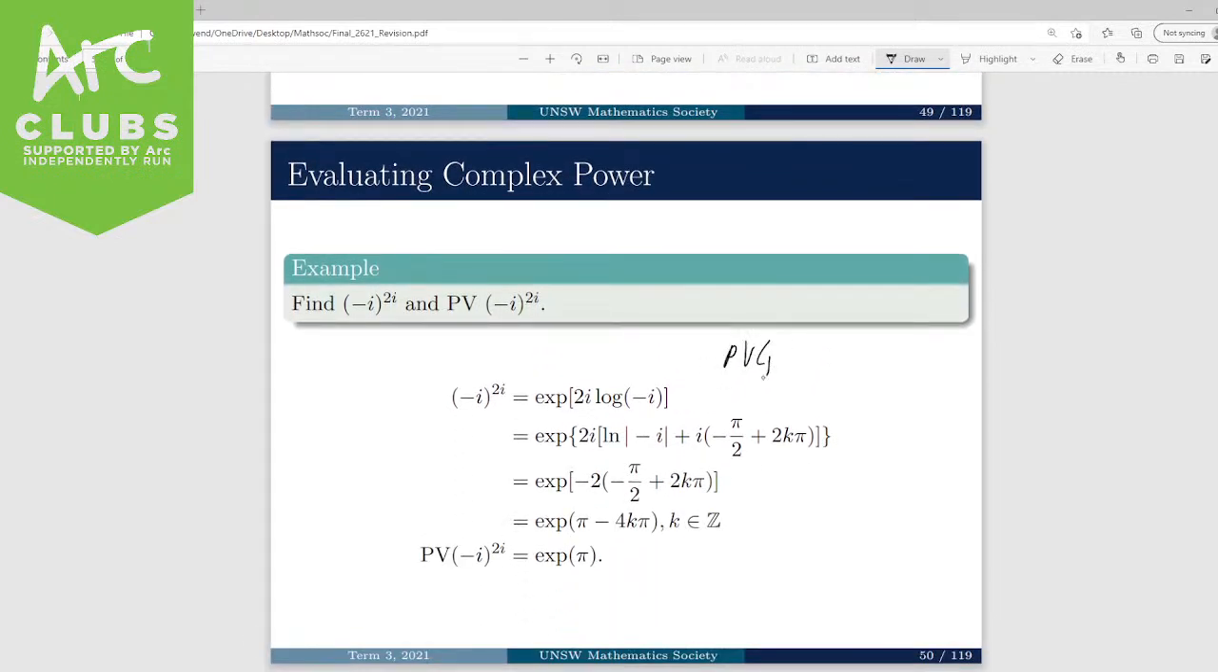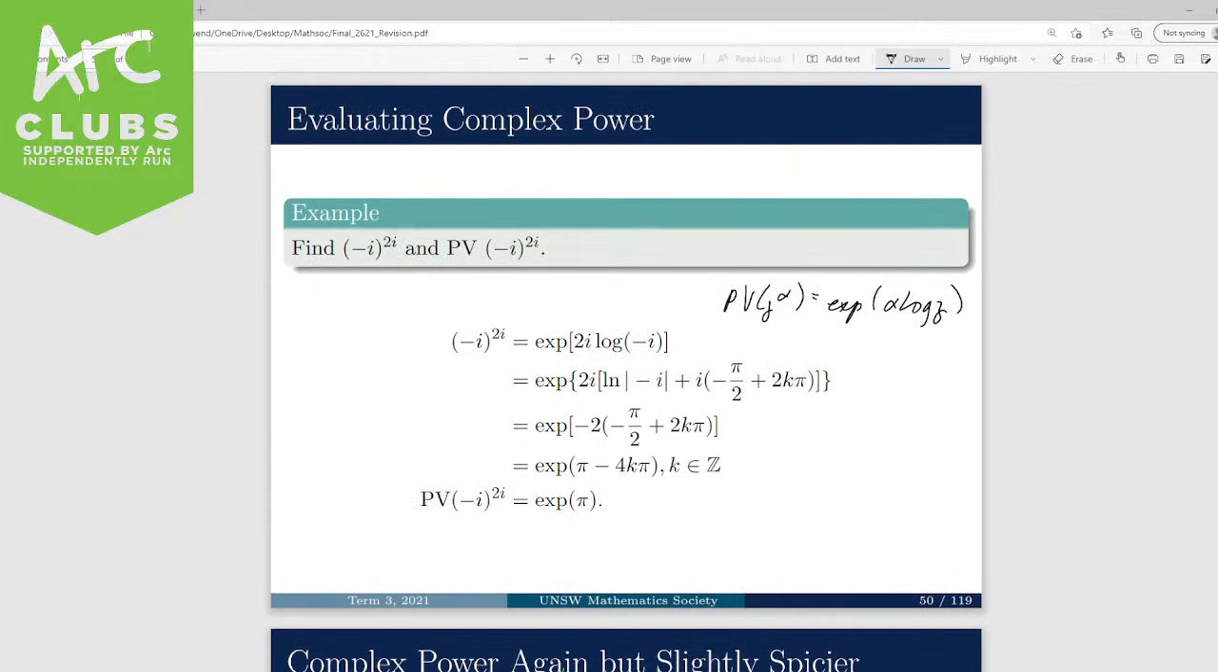So the principal value of z to the power of alpha is the exponential of alpha times the principal value of log. So when we evaluate negative i to the power of 2i, it will be the exponential of, so the 2i comes down, and then you log, well, it's not the principal value here, so it's not the principal log, it's just the multi-valued log of negative i. Then you use the definition of log, so once again, log of the modulus of negative i, plus i times the principal argument of negative i, which is negative pi on 2, plus multiples of 2 pi.